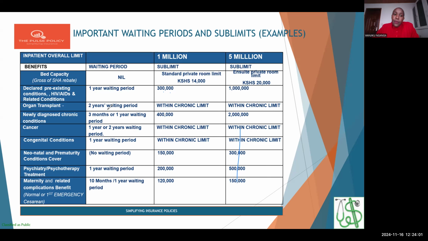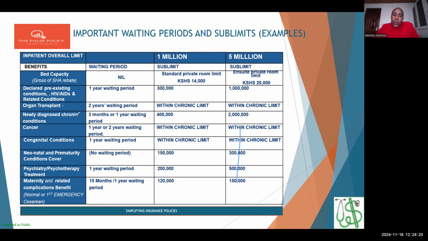So again, these are examples. The sub-limits here are within the chronic limit. If you see something written within the chronic limit, it means the limit above here of 300,000, or in the case of 5 million, a limit of the 300. Anything written within the chronic limit, then you check what your chronic limit is.